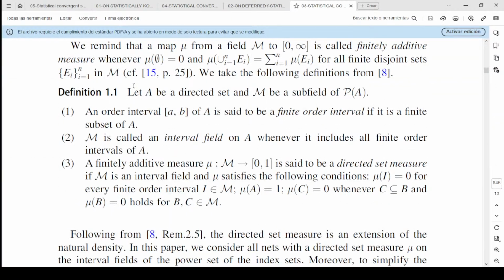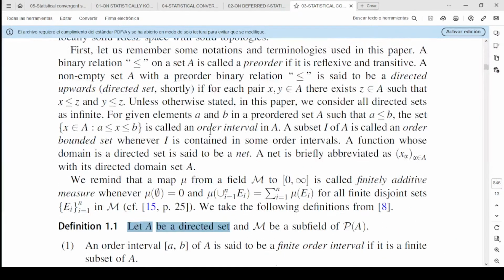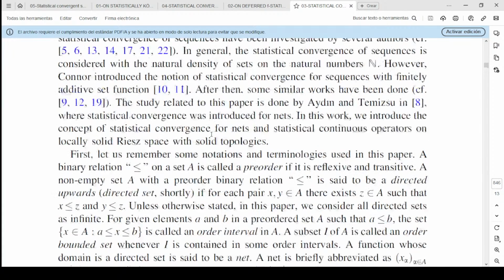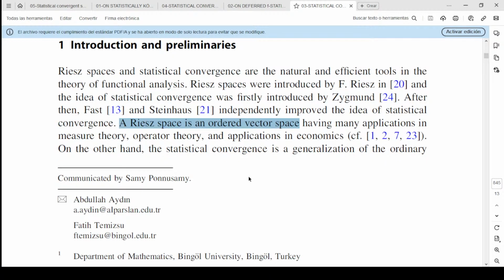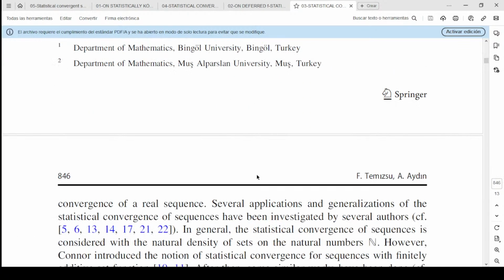Which says, let A be a directed set. Maybe I should have reminded you what a directed set is. Okay, maybe first we need to remember what a real space is. A real space is an ordered vector space with a partial order relation having some properties.